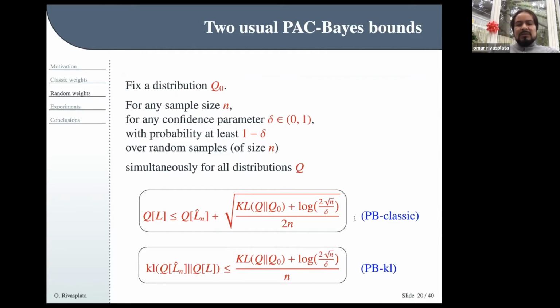And one more thing to mention. So these are two well-known PAC-Bayes bounds. By the way, the bottom PAC-Bayes bound, the PAC-Bayes KL bound, is stronger. It implies the PAC-Bayes classic bound by means of some other known inequality called Pinsker inequality. Ask me about that anytime.